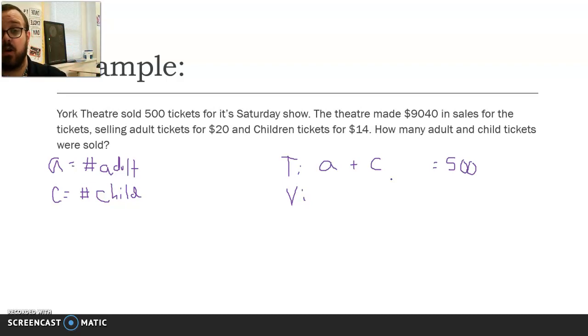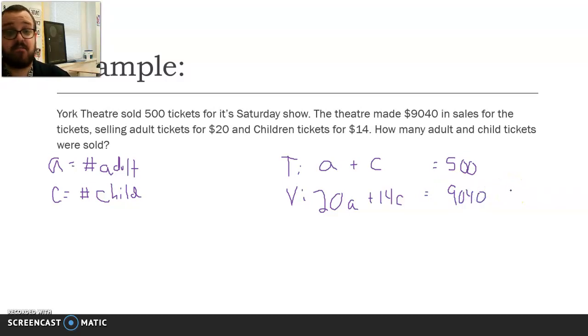Now we get to the value. What is each thing worth? Well, it says that an adult ticket is worth $20, so I'm going to do 20 times A. A child ticket is worth $14, so I'm going to do 14 times C. And then how much money did I make altogether? I made $9,040. That's my total value. What is everything worth altogether?